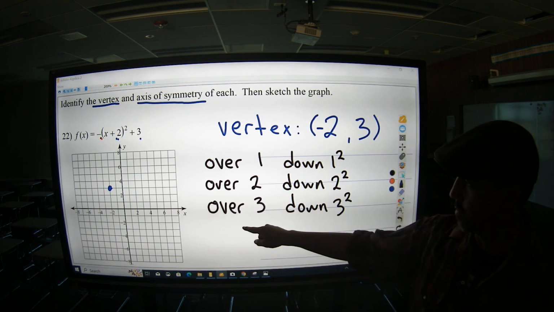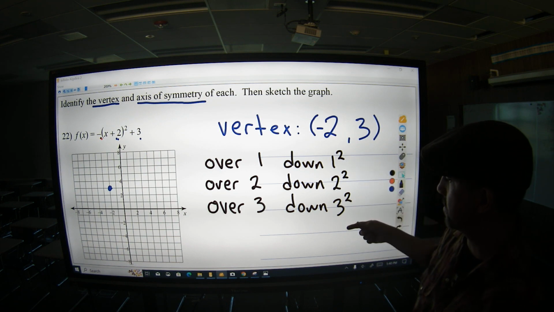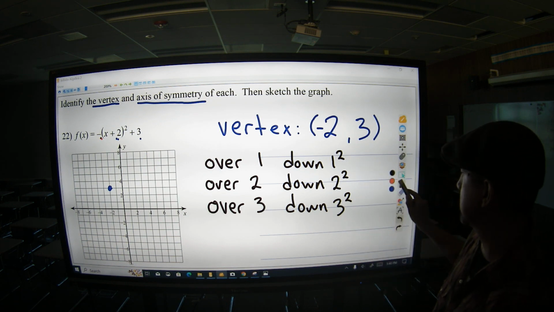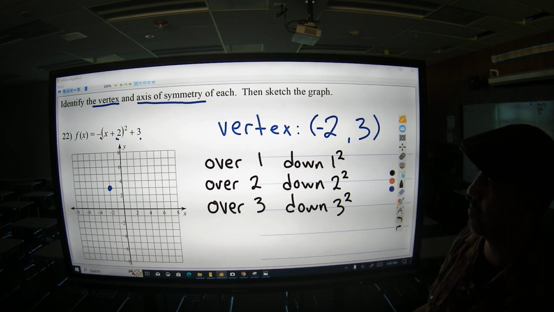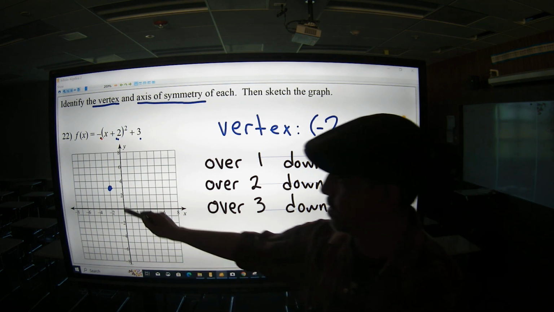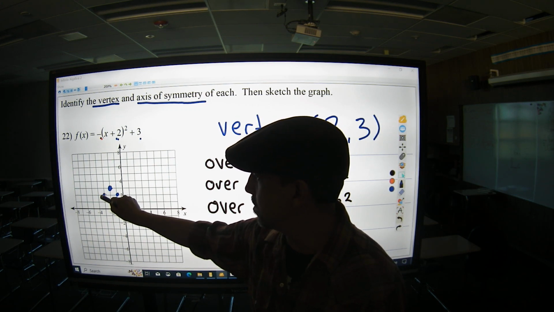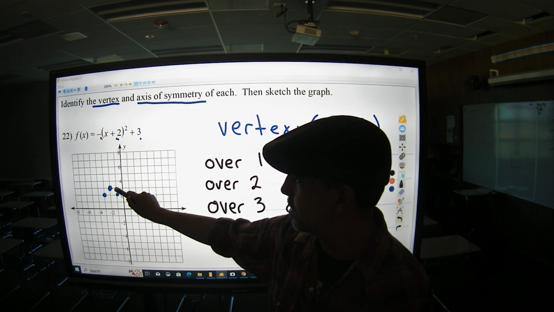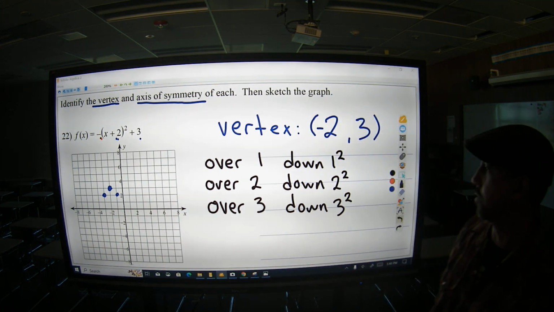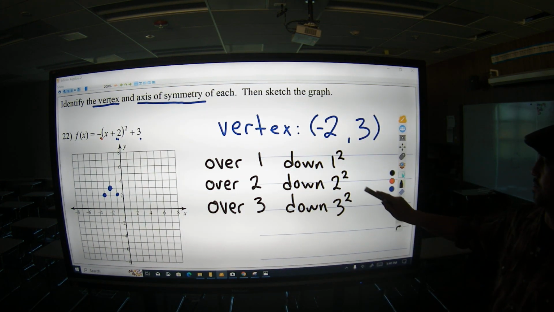As long as we're going over that far from the vertex, we're going to have to square that amount and then count the right direction. In the case of a positive, we count up, and in a negative, we count down. So let's finish this one. If I go over 1, I go down 1 squared, and that'll be on both sides. If I go over 2, then I go down 2 squared. And of course, you should be able to memorize this, and you should memorize it.